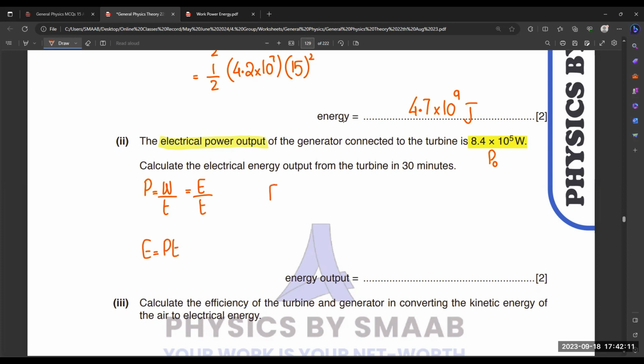P is equal to the given power, and then we have to use the value of time, but in seconds. So we have to convert that value. In 1 minute we have 60 seconds. We need to multiply 30 by 60 to convert that value into seconds. So what will be your final answer?